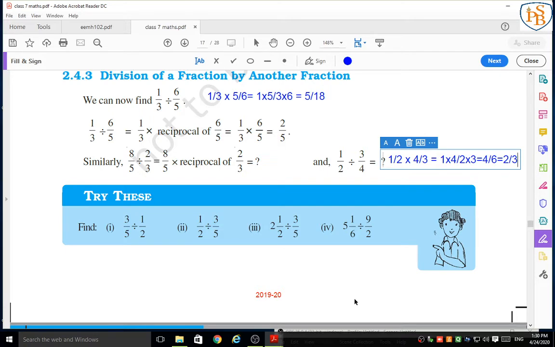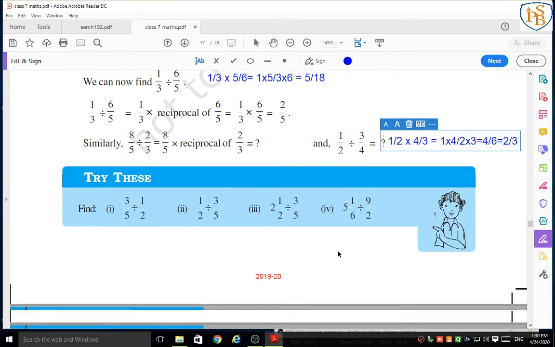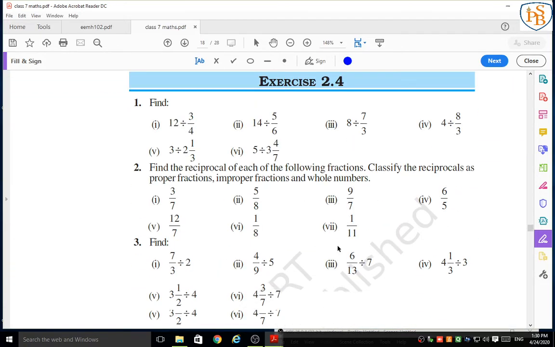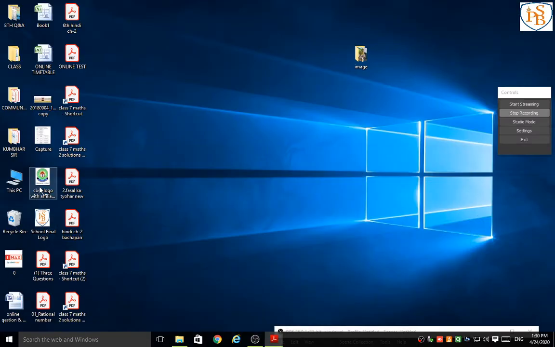Dear students, do you get this? Very good. This division process is very easy, and this is the exercise 2.4 and whole exercise that you have to solve yourself. Okay, now I am going to show you how you can solve this exercise 2.4.